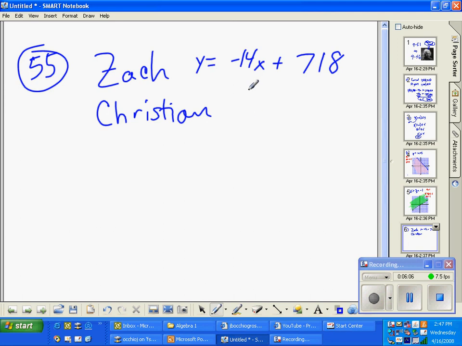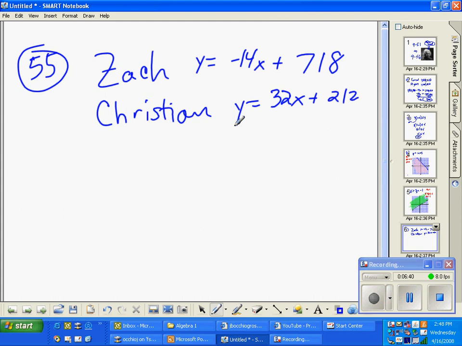Just as a little quick quiz here, think, X represents every what? Is it money? Months? In this case, X is months. And then the Y value will tell you how much money he has. Christian has $212 in his account, so we're going to start with 212, and he adds $32 a month. So 32x plus 212.